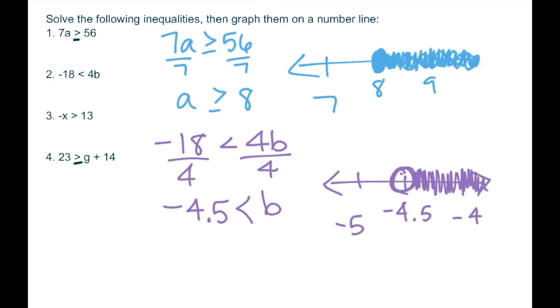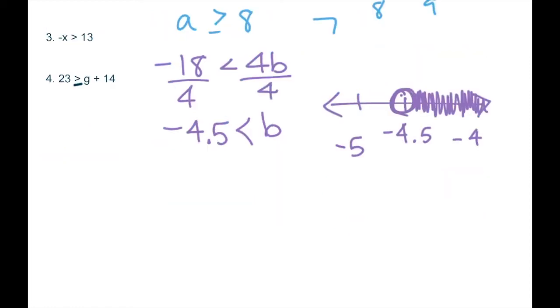Alright. Number 3 says negative x is greater than 13. You may look at that and say, oh, Miss Oliver, there's no number. So what do I do? Well, actually, yeah, there is a number. Whenever we have just a negative by a variable, that really is saying negative 1 times whatever our variable is. Okay? So, since we're multiplying, I can divide both sides by a negative 1.